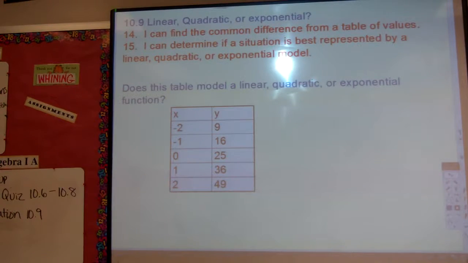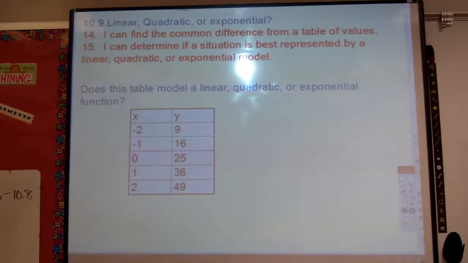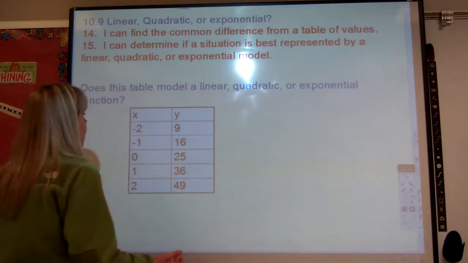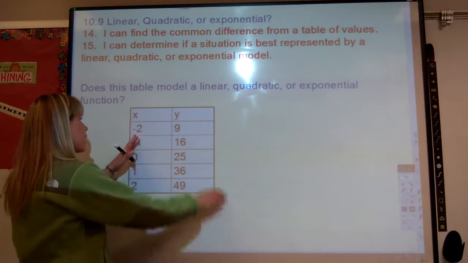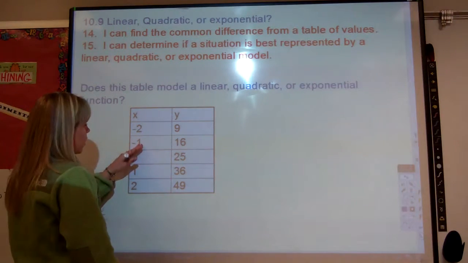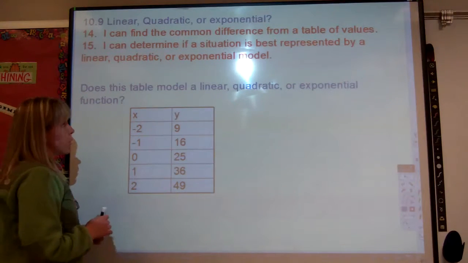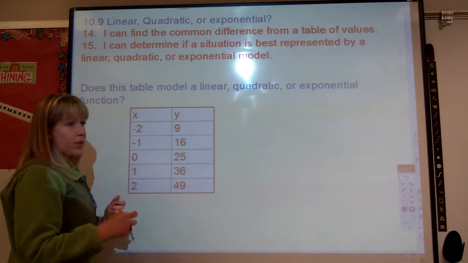Okay, so today we are going to be talking about linear, quadratic, and exponential models. And when we're doing this, please feel free to stop and pause the video so that you can write down the notes. So in this type of problem, we're going to decide, let's say we wanted to graph these points, and we would go -2 on the x and 9 on the y, and then -1 and 16, and then 0 and 25. If we wanted to graph all these points, what kind of shape would the graph take?